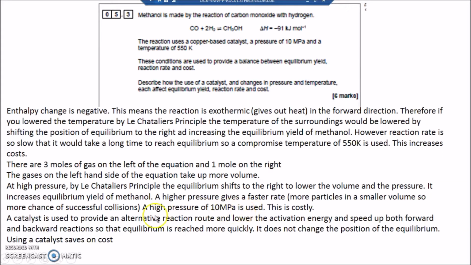Creating pressure is costly. A catalyst is used to provide an alternative reaction route and lower the activation energy and speed up both forward and backward reactions, so equilibrium is reached more quickly. It's not going to change the position of equilibrium, but it is going to lower the activation energy, and a catalyst usually saves on costs because you need less energy, because the particles need less energy to react, i.e. the activation energy is lowered.